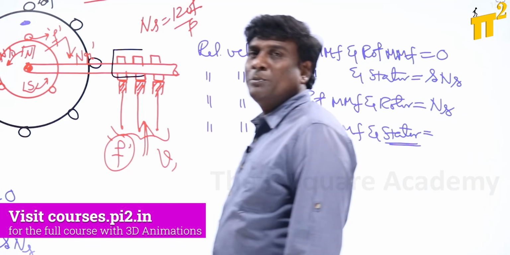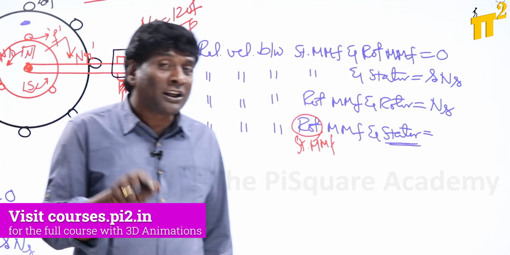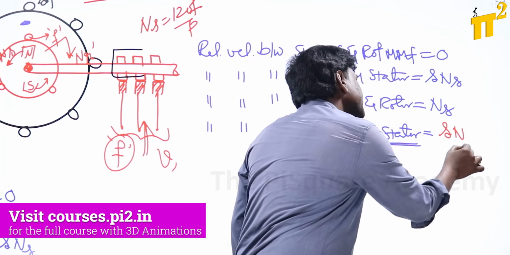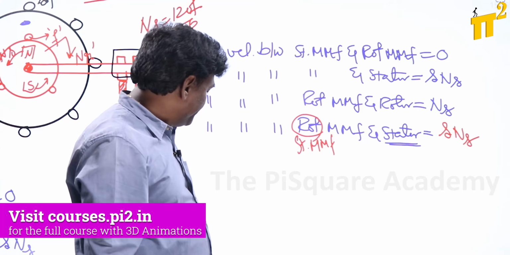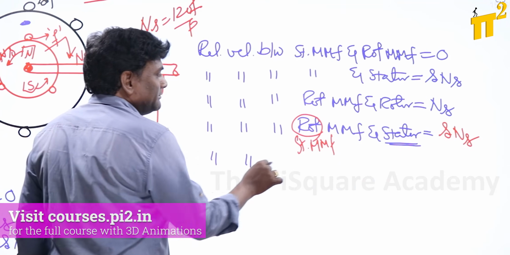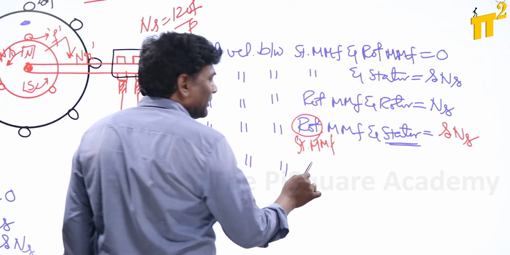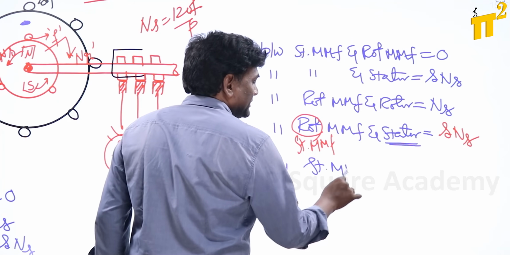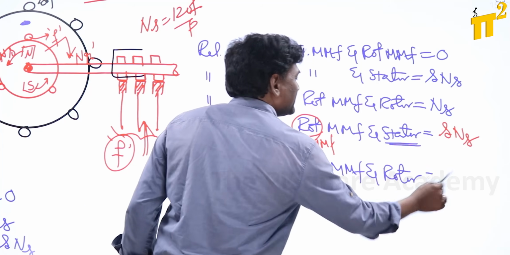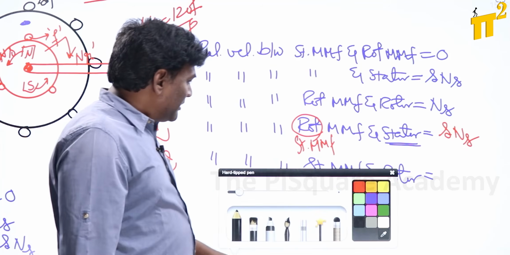Meaning that what is the operating frequency of the stator in a rotor-fed induction motor? SF. So it is going to be SNS. Getting my point? Now let us think of the relative velocity between stator MMF and rotor. Stator MMF and rotor. How much will it be?